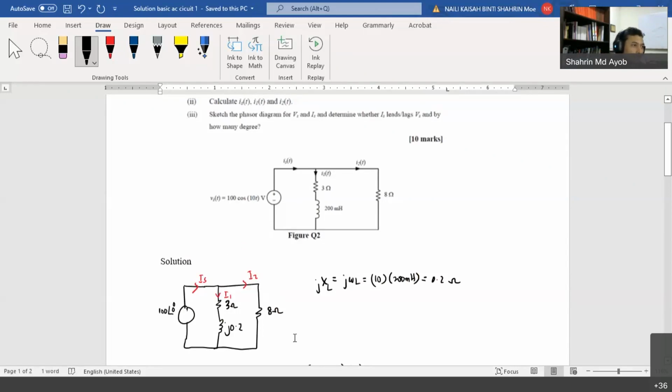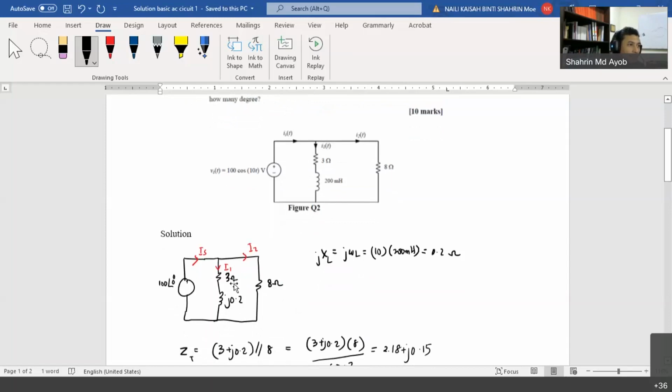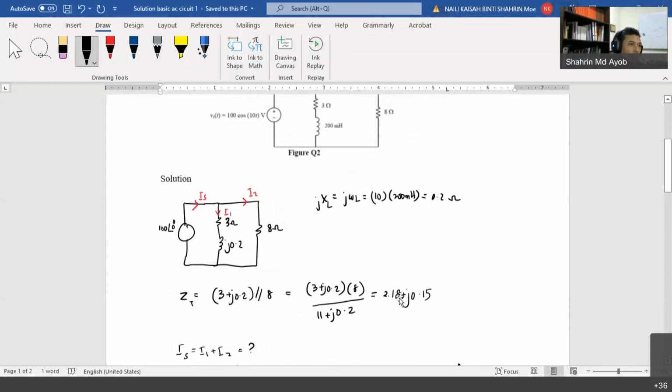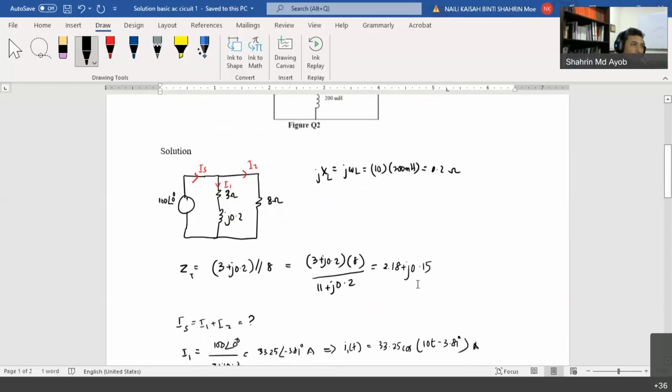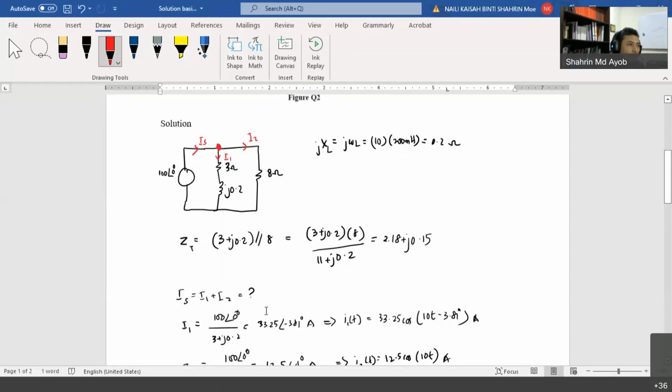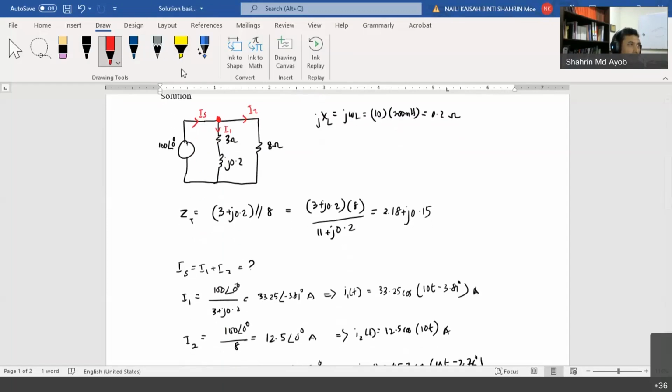After the conversion, you will have your circuit like this, and you will see that this 3 ohm is in series with the inductor, and then parallel with 8 ohms. So you will obtain these values, and then calculate IS, I1, and I2. You use very basic Ohm's law and KCL: IS is equal to I1 plus I2. Since the voltage is 100 volt, because it is parallel with the voltage source, I obtain my I1 directly in phasor: 33.25 with an angle of negative 3.81.